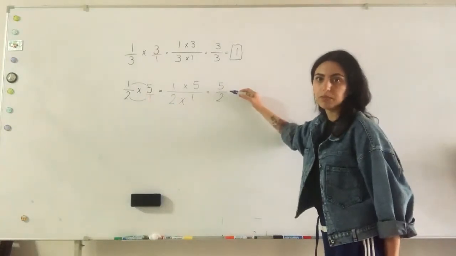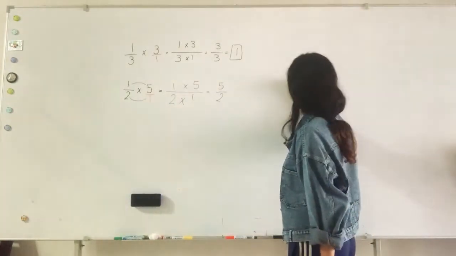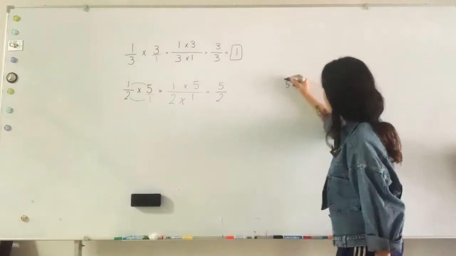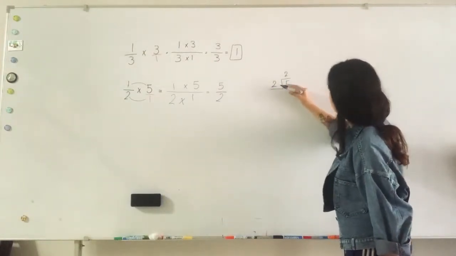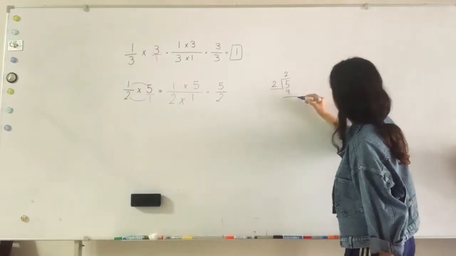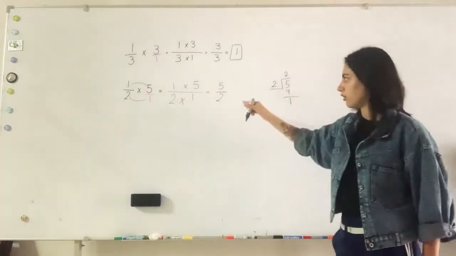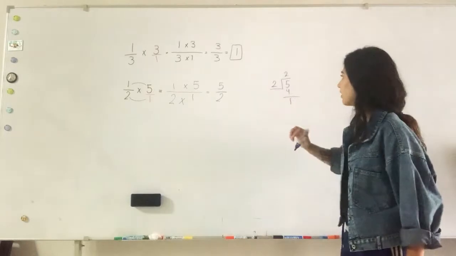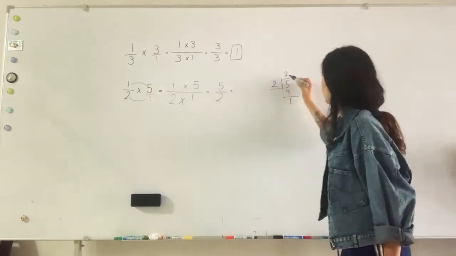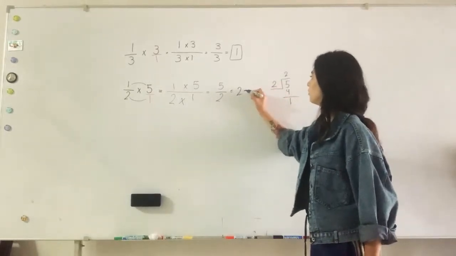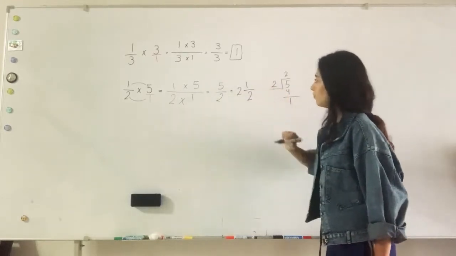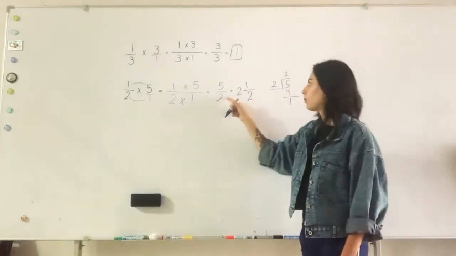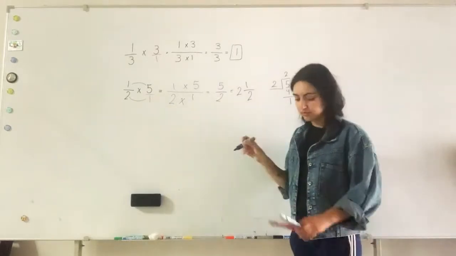Because this is an improper fraction, I have to change it to a mixed fraction. 5 divided by 2. 2 times 2, 4. This is a good review for changing an improper fraction to a mixed fraction. So that will be 2 and 1 over 2.